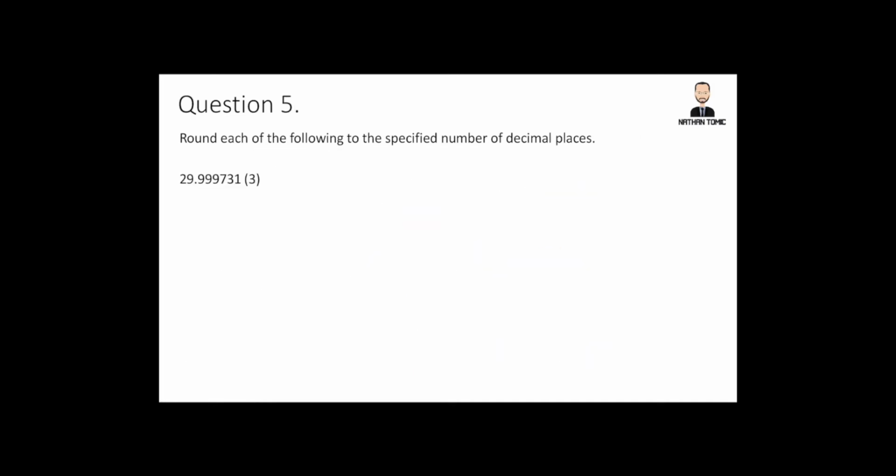Question 5, rounding each of the following to the specified number of decimal places. So again, this is no different to the last question. We just happen to be using a lot longer decimal number. So it is again 29.999731. The brackets is indicating to the third decimal place, so we are going to cut here. The 7 is our critical digit, so that means we would be rounding up.